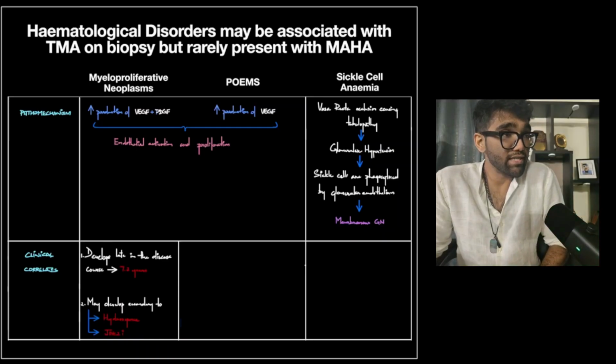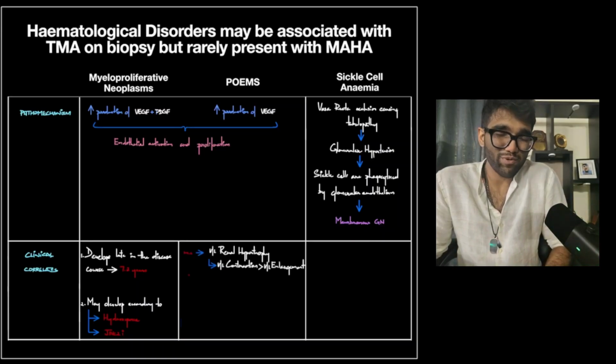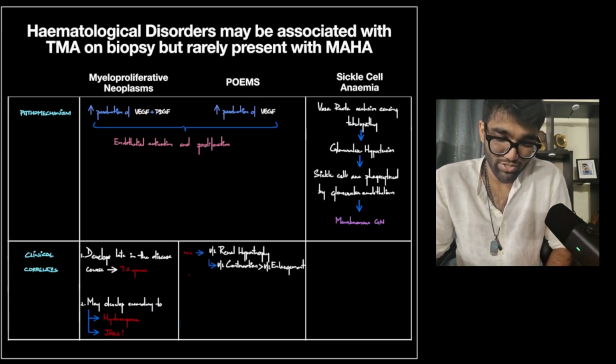So, important clinical things that you need to remember: in case of MPNs, there is usually a delay. Once the disease is diagnosed, usually there is a latency of around 7.2 years before you develop microangiopathic hemolytic thrombotic microangiopathy, and it can be a side effect of JAK2 inhibitors as well as hydroxyurea.